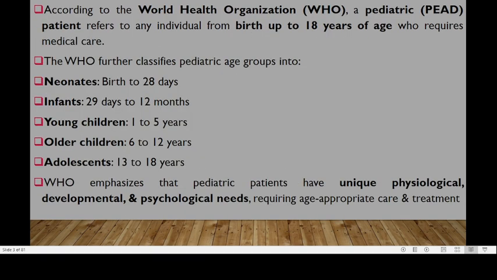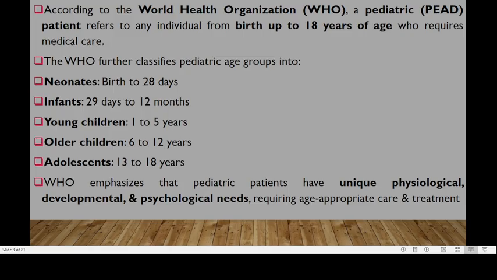Of course, we'll begin by defining what a pediatric patient is. According to WHO, World Health Organization, a pediatric, which is commonly referred to as a Ped, is a patient that refers to any individual from birth up to 18 years of age and requires medical care.